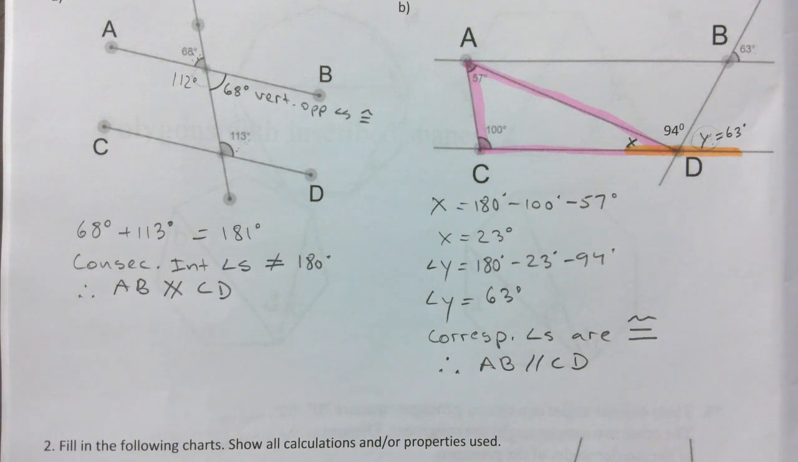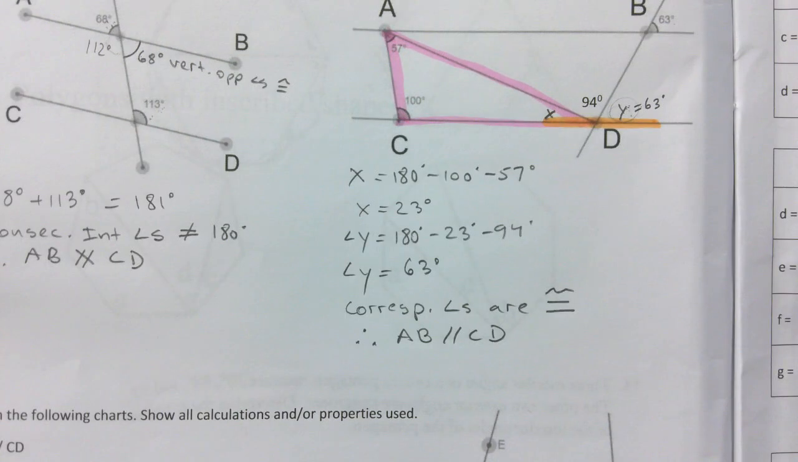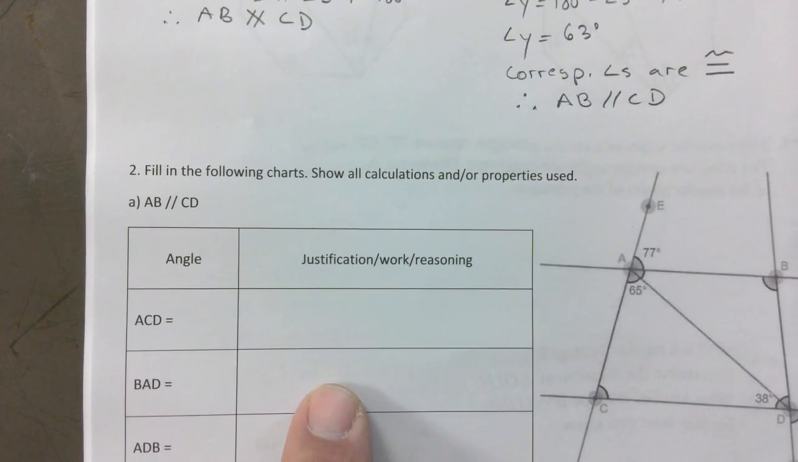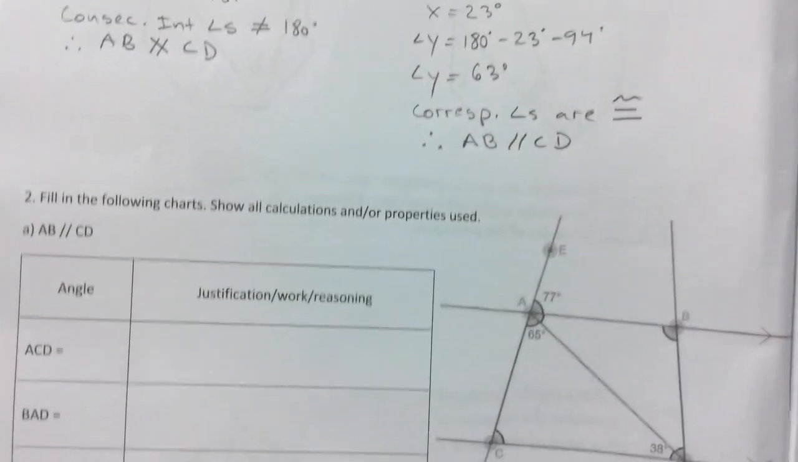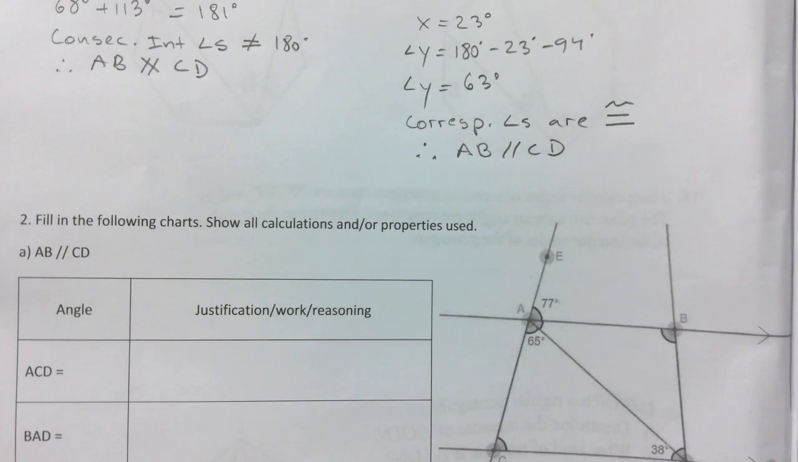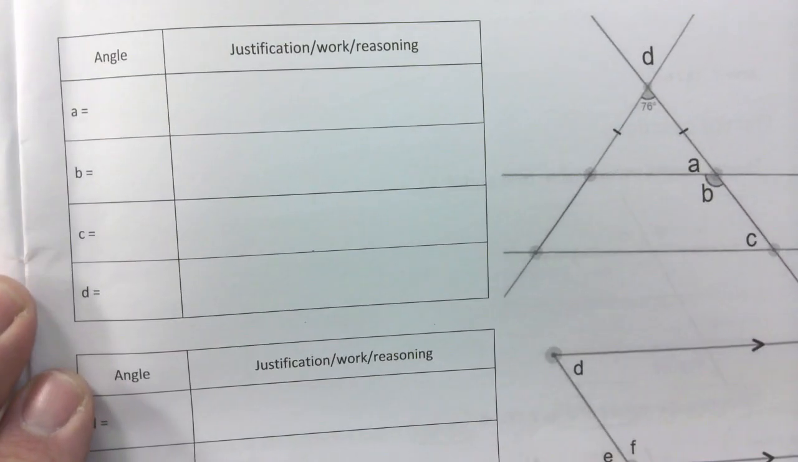Okay, let's do a bit more challenging. Which one would you like? Oh, we only have time for one. Which one would you like me to do on 16 and 17? If you had to pick. On 17, this one here? Page 17. Let's try this one here.